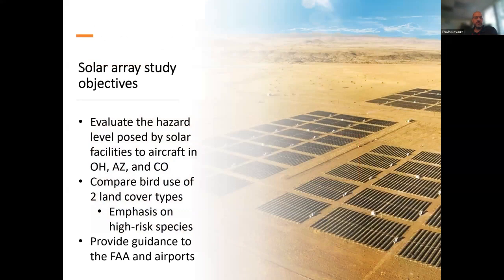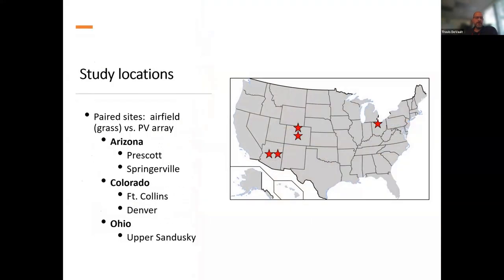So we did this study evaluating the hazard level posed by solar arrays, and we did this in 3 states. We compared bird use of 2 land cover types with an emphasis on high-risk species. I want to explain that next. And the objective here was to provide guidance to the FAA and airports. So we had 2 sites in Arizona, 2 sites in Colorado, and 1 in Ohio.